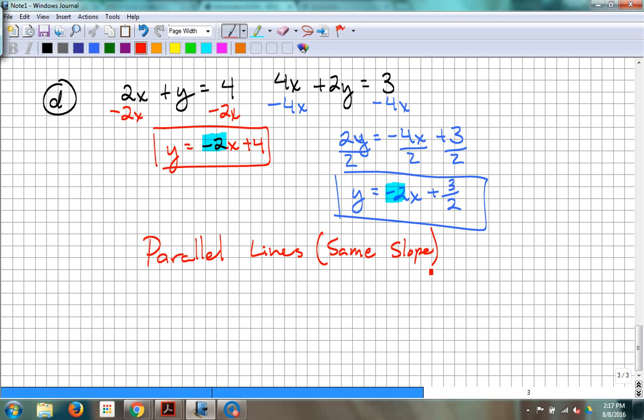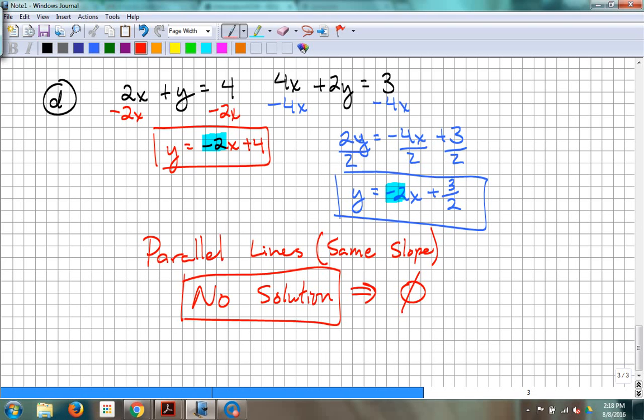Do we even need to graph these? No, because we know what about them? They're parallel, so they'll never what? There'll be no solution. They're not going to cross, so it's no solution. You can write the words no solution. There's a little symbol that means no solution that you can use. It's a circle with the slash through it. The empty set is what that means.